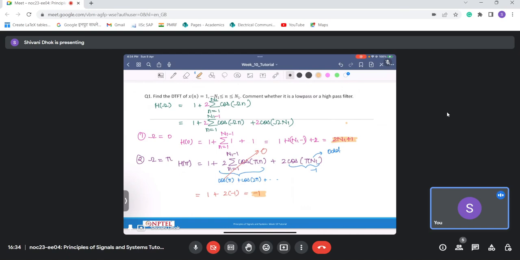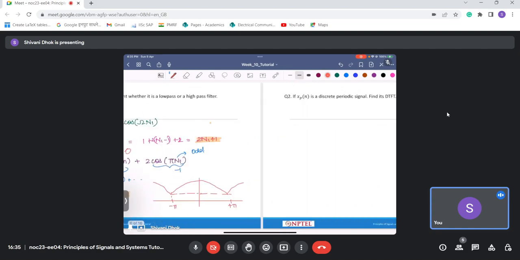Now if you observe carefully, this 2 N1 plus 1 is a higher value compared to H of pi. So basically it will look something like this. If I have minus pi, plus pi, and minus pi, this is 1, so it will look something like this, and then again it will repeat. So it's not an ideal filter, but it is some filter which is allowing the lower frequencies to pass and suppressing the higher frequencies. So this is what we are having in this situation. Any questions at this point?